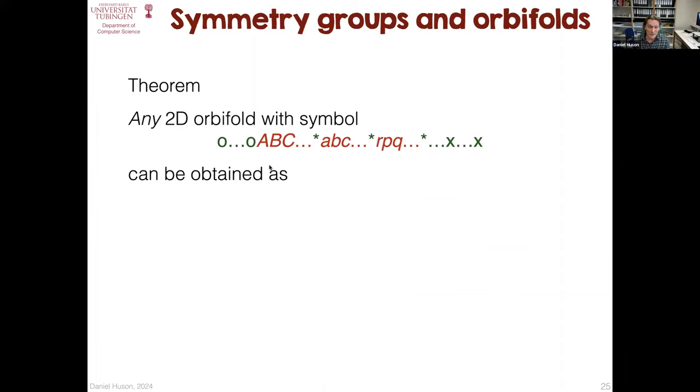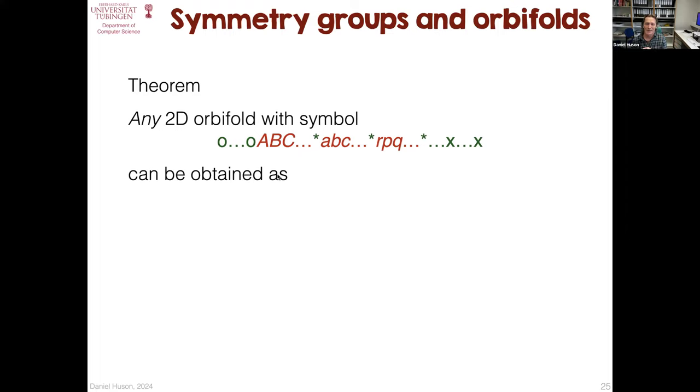Okay, so we saw that if we had enough time, you could draw a picture and then figure out what the symmetries are and come up with a name. So going from some symmetric situation to the orbifold name is, with a bit of practice, easily possible.